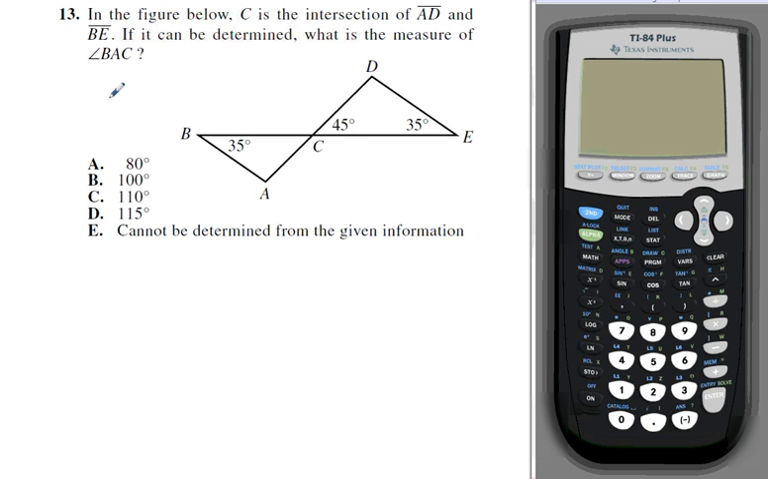In the figure below, C is the intersection of AD and BE. If it can be determined, what is the measure of angle BAC? Alright, so we've got vertical angles here, so we know that this angle right here is going to be 45 degrees.